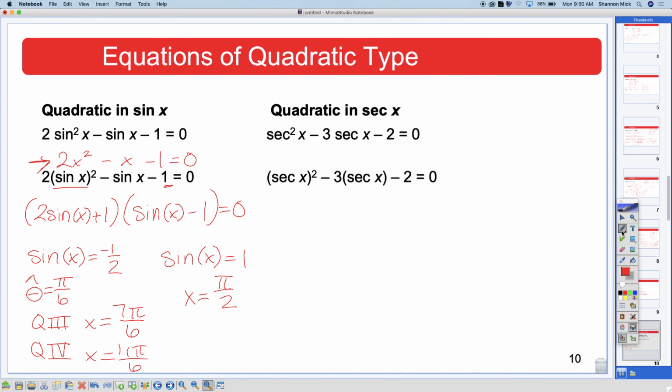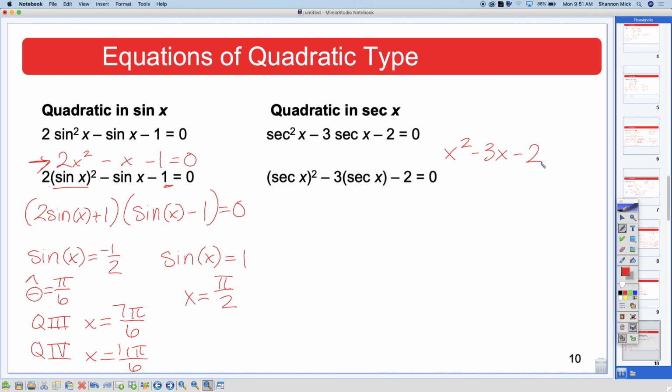Don't worry about the function. I don't care what the function is. I'm going to think about this like x squared minus 3x minus 2. Do factors of 2 have a difference of 3? No, they don't. If I had a plus 2, would it factor? Do factors of 2 add to 3? Yes. So we have to use the quadratic formula.